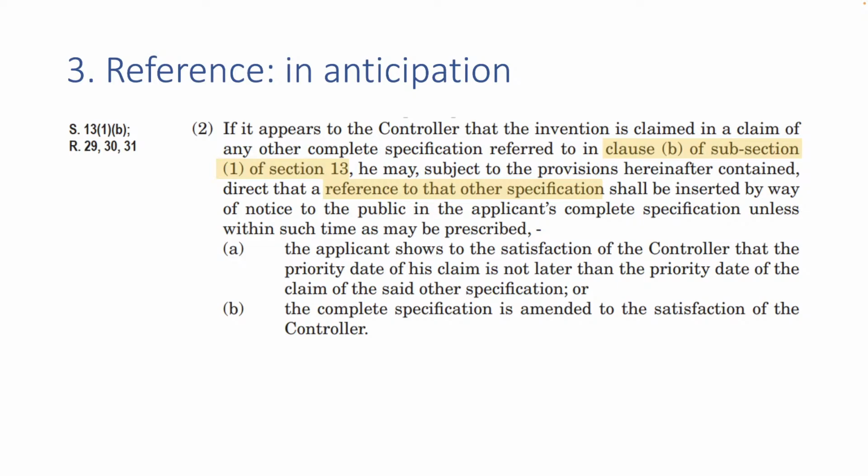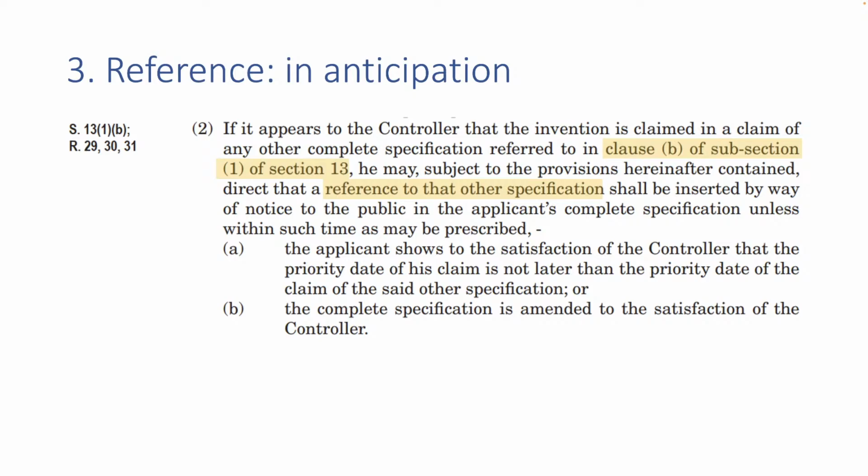in this case, under section 13(1)(b), the controller has the power to make a reference to the other specification. How this is done is that a reference shall be inserted, by way of notice to the public, in the applicant's complete specification. This is done by the controller. The reference is to the earlier application, saying that this invention or this aspect of the invention is covered by application number so and so. So the controller can give a reference to the other specification.